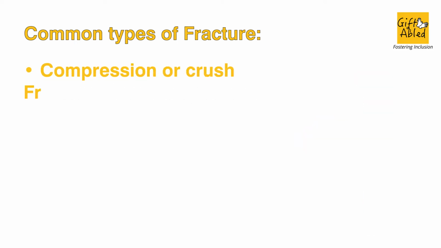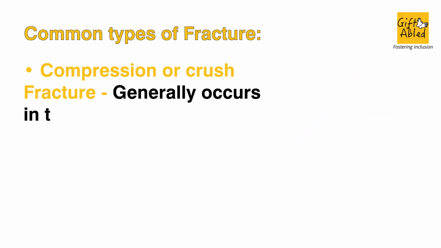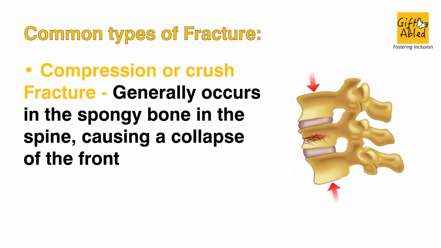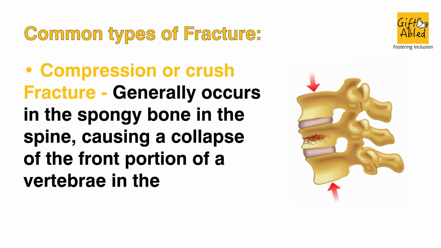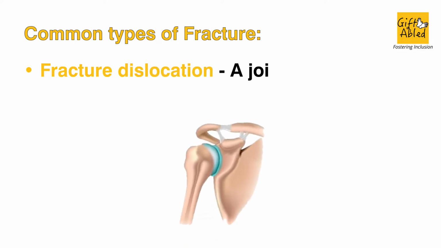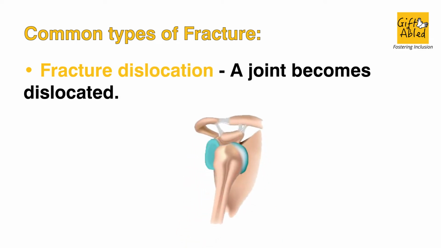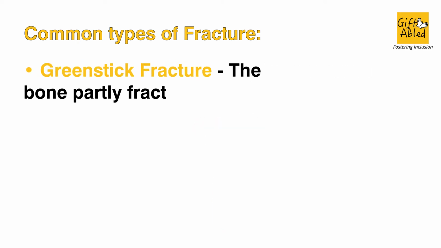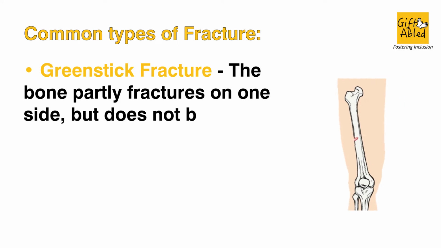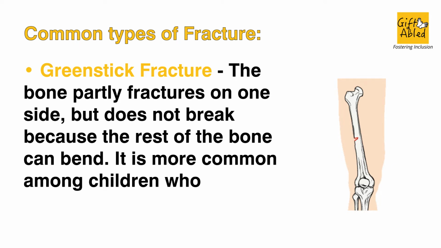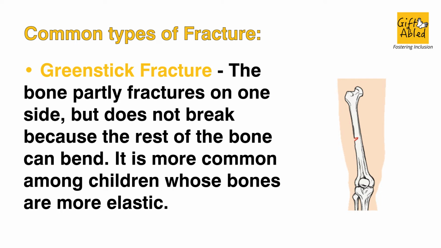Compression or crush fracture generally occurs in the spongy bone in the spine, causing a collapse of the front portion of a vertebra in the spine. Fracture dislocation. A joint becomes dislocated. Greenstick fracture. The bone partly fractures on one side but does not break because the rest of the bone can bend. It is more common among children whose bones are more elastic.